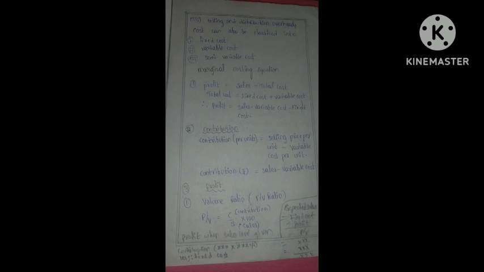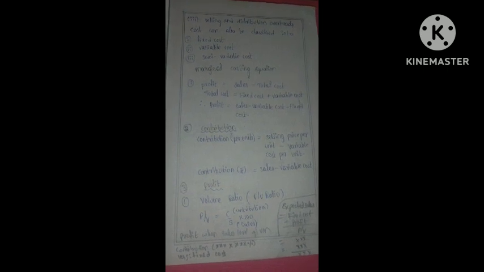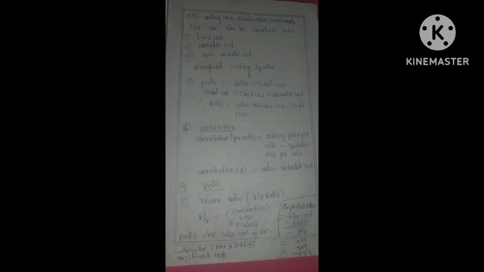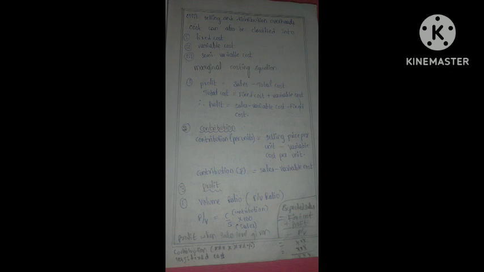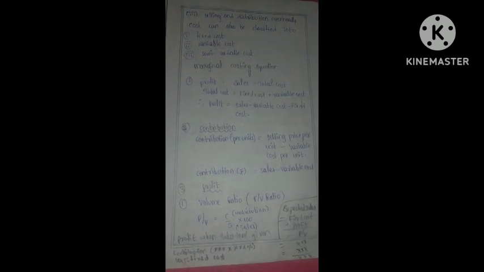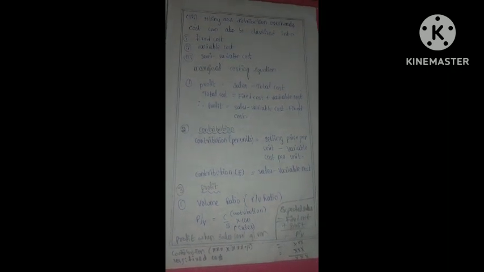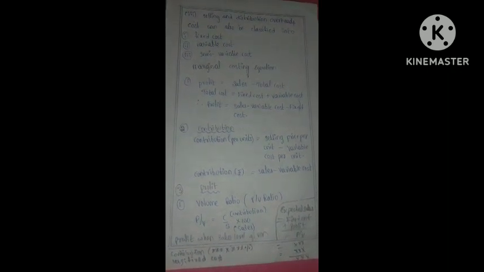Marginal costing equation. Profit is equal to sales minus total cost. Total cost is equal to fixed cost plus variable cost. Therefore, profit is equal to sales minus variable cost minus fixed cost. Contribution per unit is equal to selling price per unit minus variable cost per unit. Contribution in rupees is equal to sales minus variable cost.